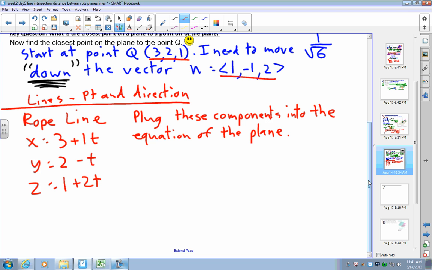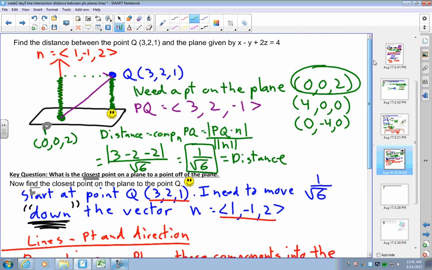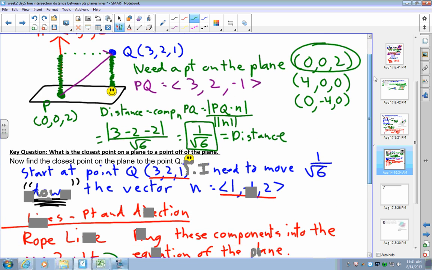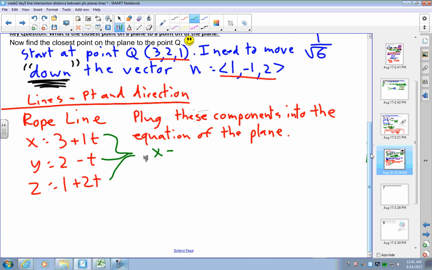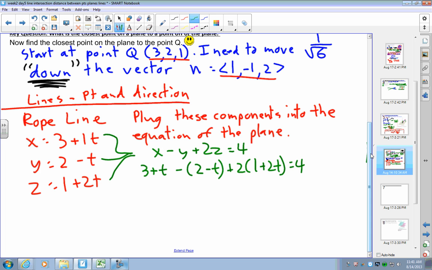Okay? So I'm going to take these guys and throw them in the equation of the plane. And that plane again was x minus y plus 2z is 4. So x minus y plus 2z equals 4. So I have 3 plus t minus 2 minus t plus 2, 1 plus 2t's equal 4. And I'm going to solve for the parameter t.